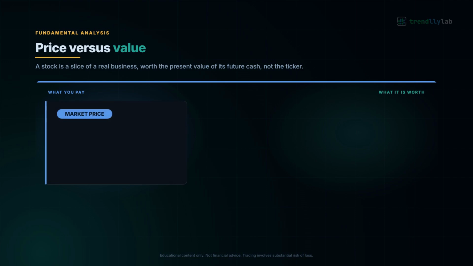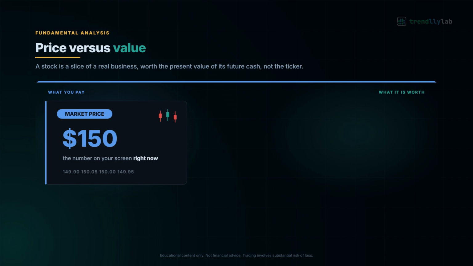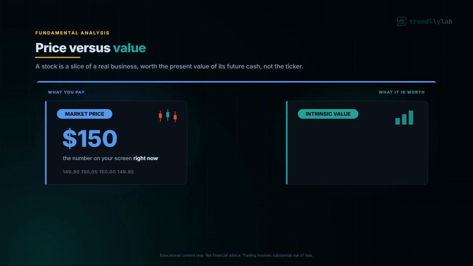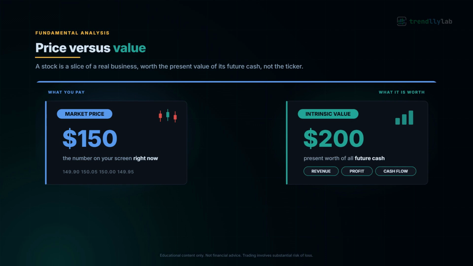First, market price. It is the number set by the last trade. $150. The number on your screen right now. Ticking along, driven by the moods, forecasts, and liquidity needs of millions of participants. Now, intrinsic value. That business generates revenue, pays costs, earns profit, and over time produces cash for its owners. $200. The present worth of all that future cash. Built from revenue, profit, and cash flow.